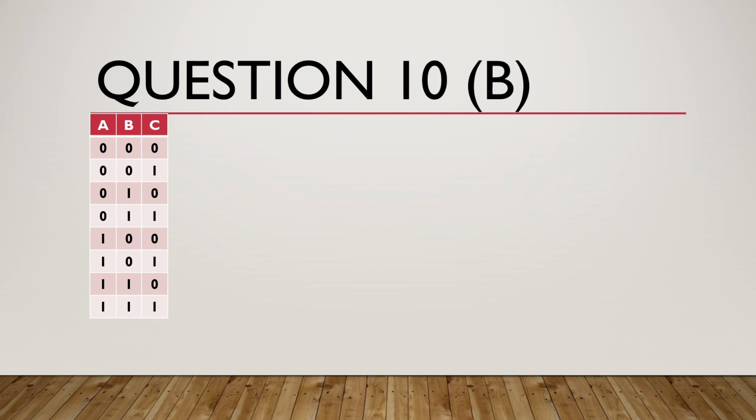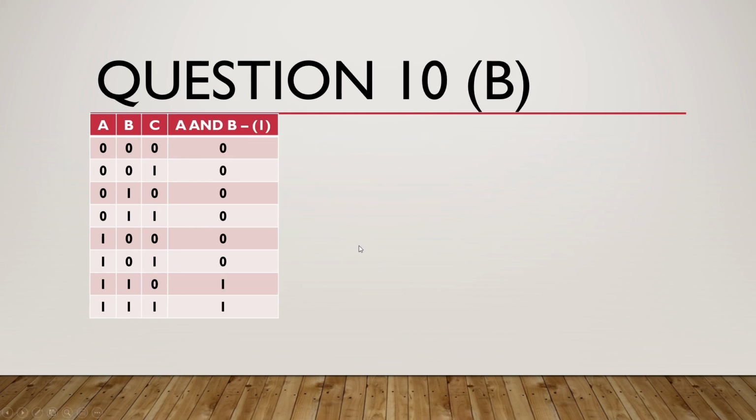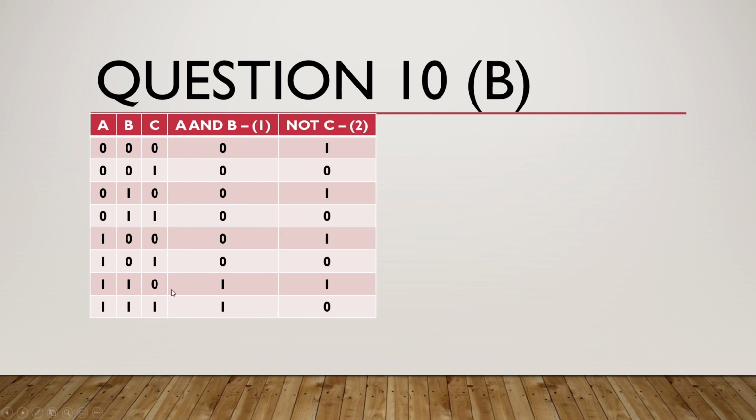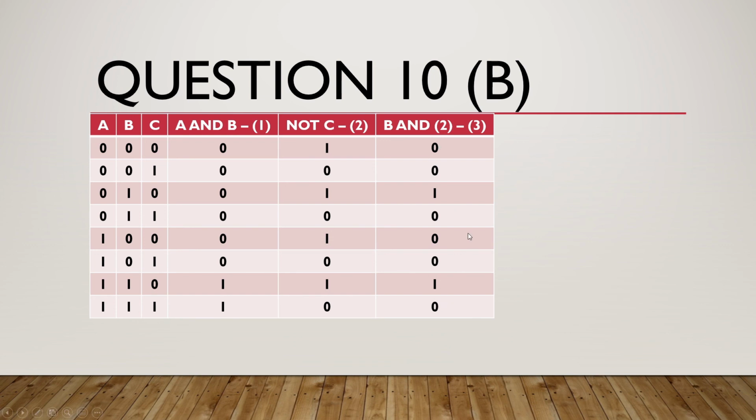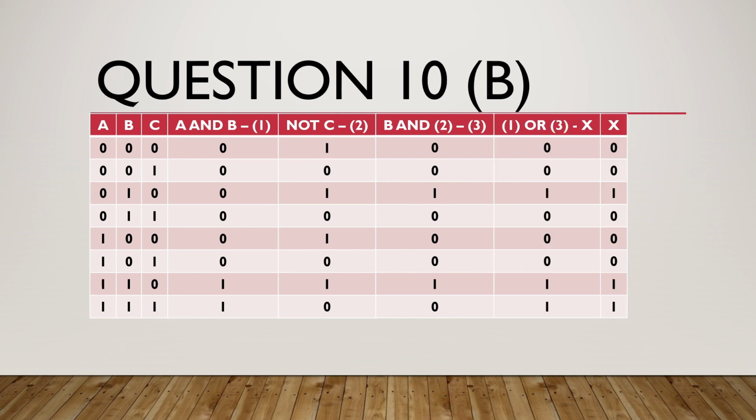Part B. Find the truth table of the logic statement. We're going to do it part by part. The first part, we need to find the value of A AND B, so we multiply the values of A and B. Next, we find the value of NOT C, which will be the inverse of the value of C. Then we find the value of B AND NOT C. After that, we OR the values of 1 and 3 to get the value of X. So X will become 0, 0, 1, 0, 0, 0, 1, 1.